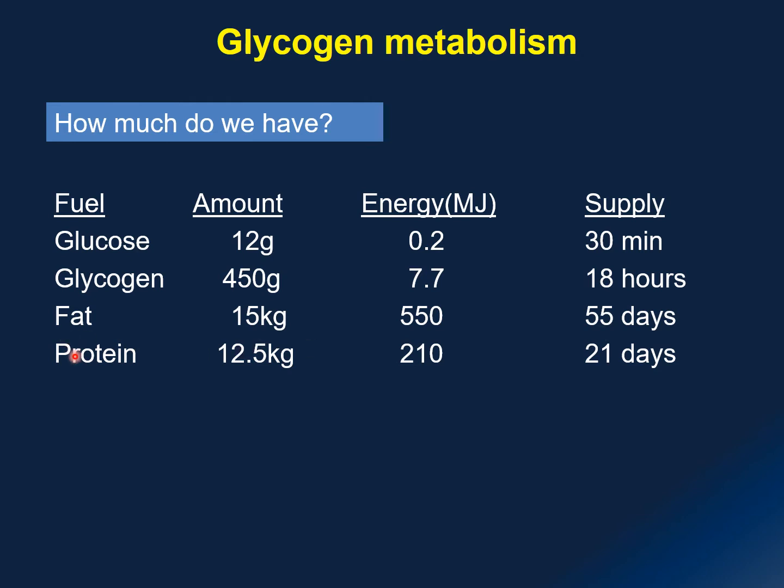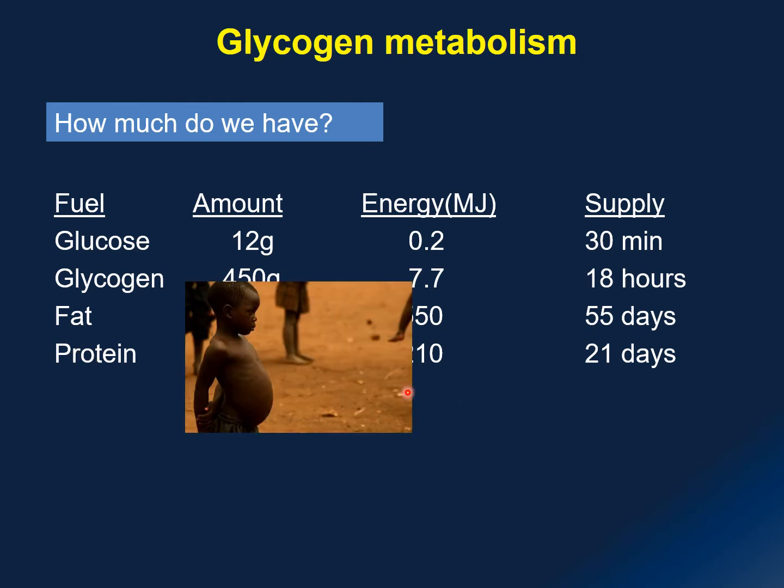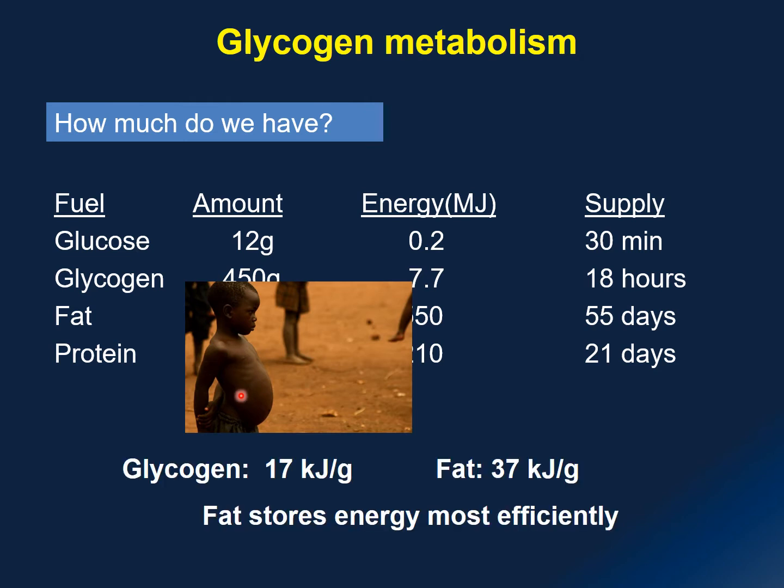Proteins can be used to generate a big amount of energy as well. So in Africa, you will see many kids with bloated tummies. And that is actually a symptom of protein deficiency known as kwashiorkor. And if you look at the amount of energy by weight, fats actually carry more energy than glycogen because fat stores about 2 times more energy than glycogen.